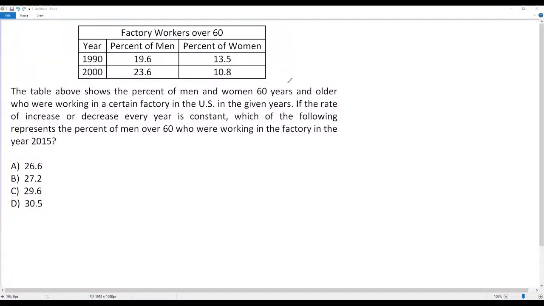Here we have a SAT math question. Okay, let's go with the information. Here we have a table. In this table, we have some information about factory workers over 60. In the year 1990, the percent of men over 60 is 19.6 and the percent of women over 60 is 13.5.